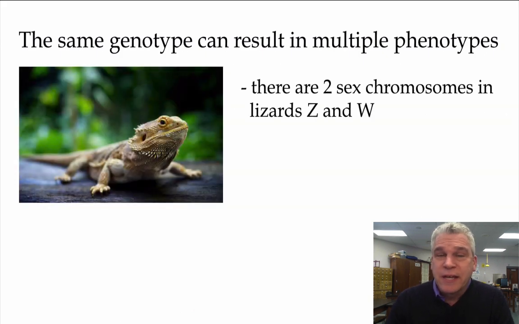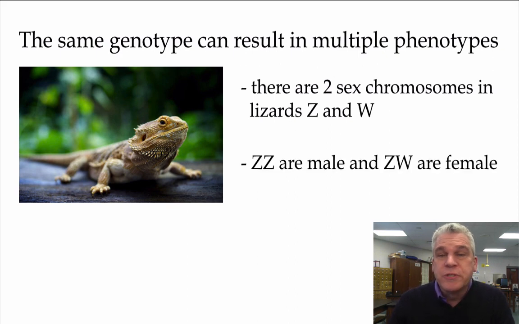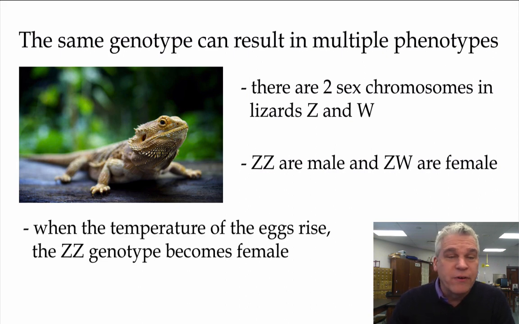Let's take a look at another example. Here we have the Australian bearded lizard, which has two sex chromosomes. Now they don't use X and Y, they use Z and W. Two Z's make a male and a ZW a female. However, if the temperature of the eggs rises, a ZZ genotype will become female.